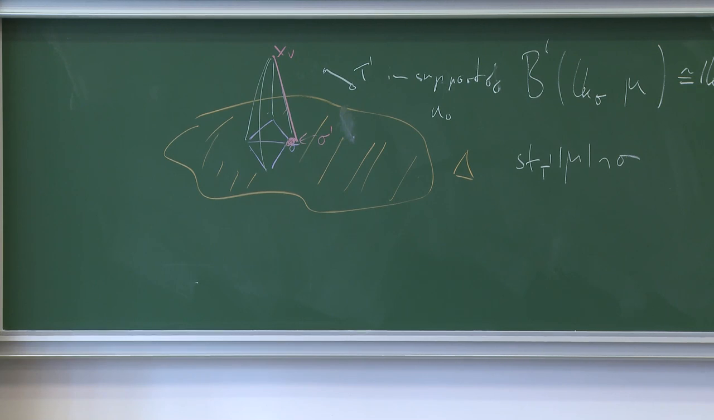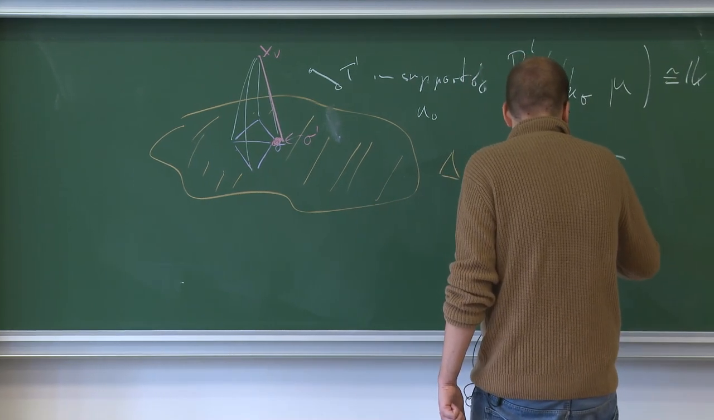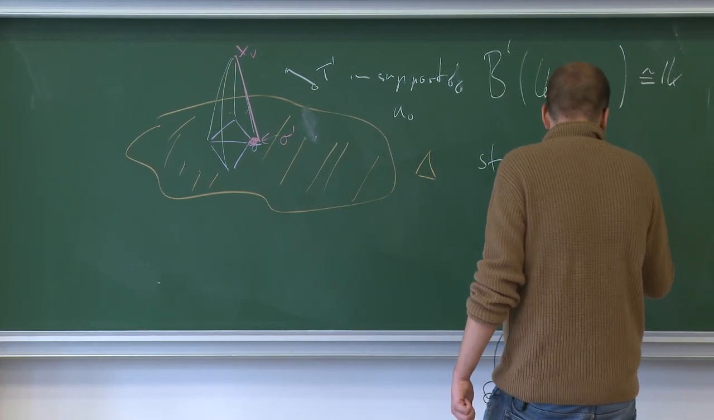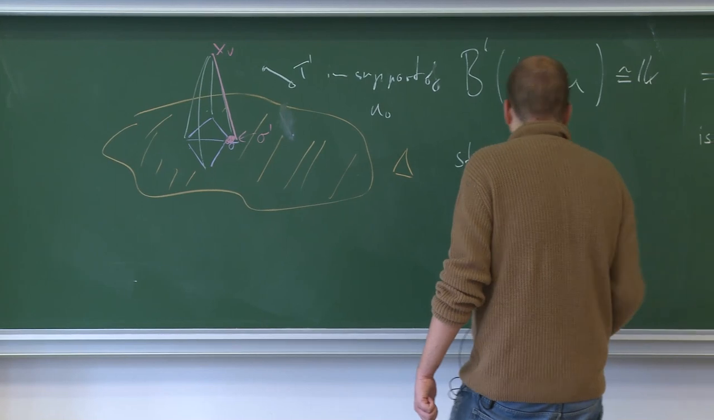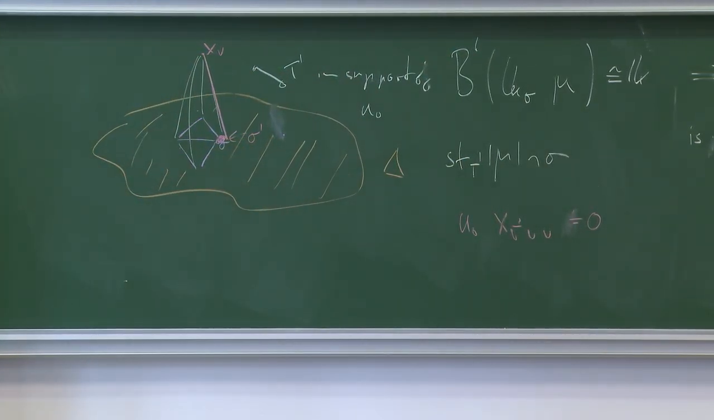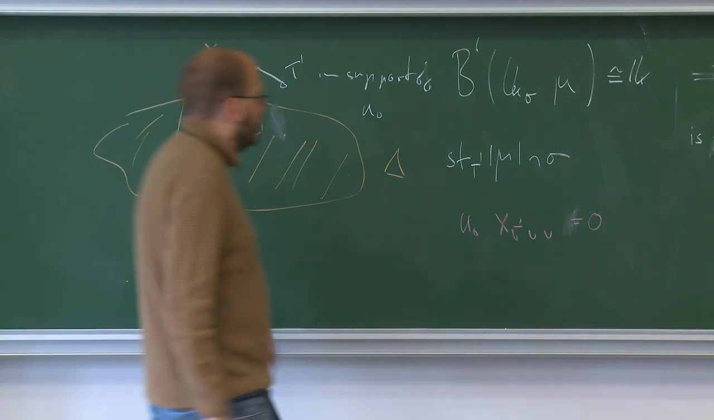And I can assume that u0 times x sigma prime union this vertex in the interior is equal to 0, because otherwise I would be done, because then I would already pair with something in the ideal I mu delta. So I know that this pairing is 0.